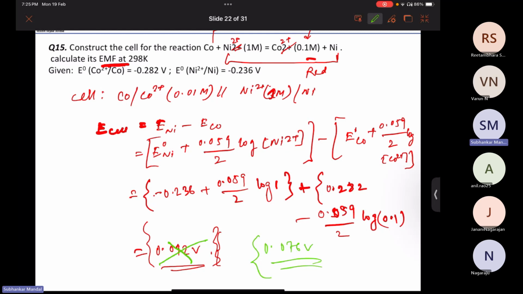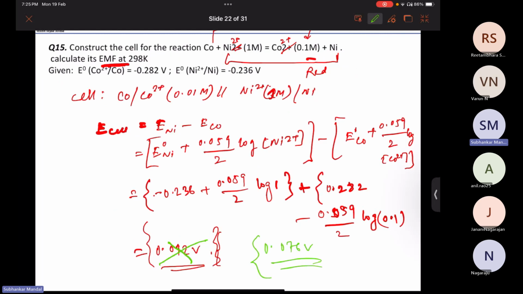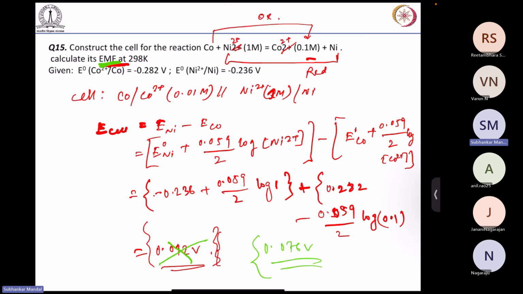Whatever in two questions you have to calculate, it is the same thing, but you have to remember this: standard EMF and just EMF value. So what they are asking, you just keep in mind, then it will be easy. Otherwise, people can calculate the EMF value, but they have asked for the standard EMF value, so you have to remember.